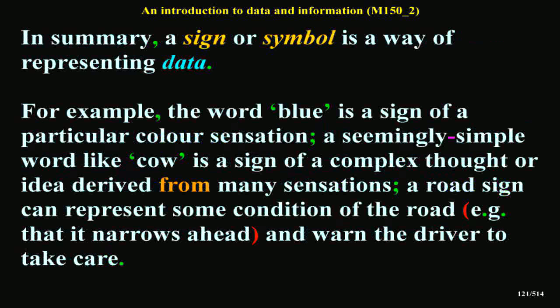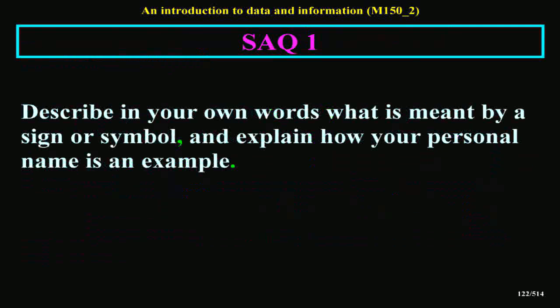In summary, a sign or symbol is a way of representing data. For example, the word blue is a sign of a particular color sensation. A seemingly simple word like cow is a sign of a complex thought or idea derived from many sensations. A road sign can represent some condition of the road, e.g., that it narrows ahead, and warn the driver to take care. SAQ 1. Describe in your own words what is meant by a sign or symbol, and explain how your personal name is an example.